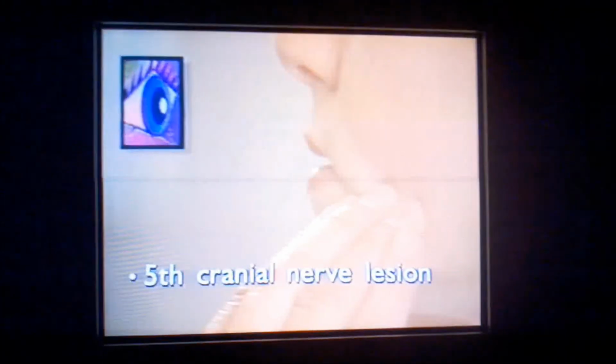Unilateral weakness, or absence of contraction of either or both of these muscles, suggests a 5th cranial nerve lesion, whereas bilateral weakness may suggest upper or lower motor neuron involvement.